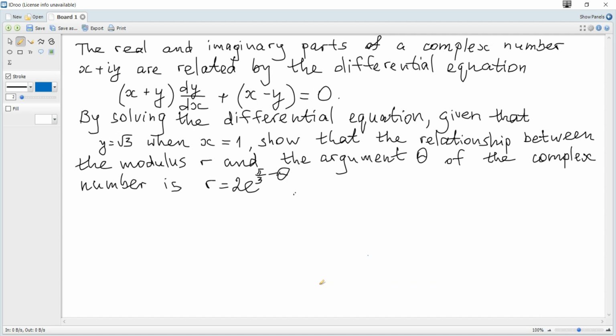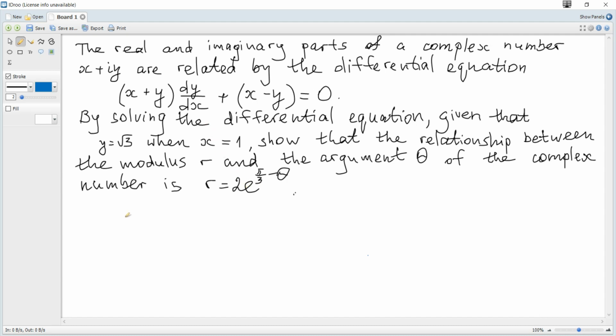The real and imaginary parts of a complex number are related by the next differential equation. By solving the differential equation, show that the relationship between the modulus and the argument of the complex number is this expression. So let's solve this differential equation.